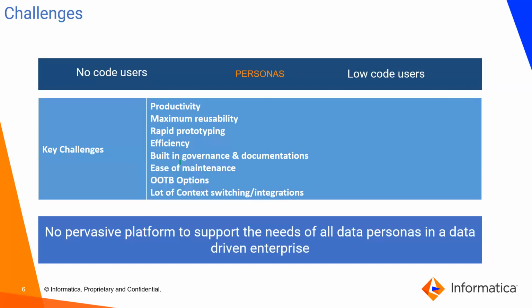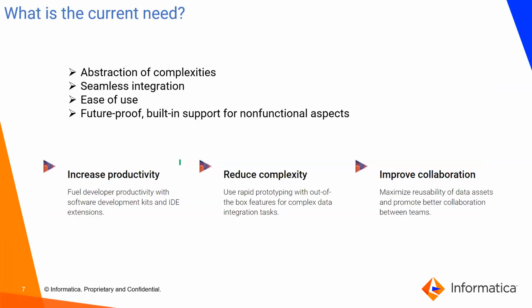Okay, so now let's see the current need of the hour, right? Looking at the challenges, what is it that we will have to try to provide? When we came across this question, we understood that we will have to abstract complexities. We will have to build out-of-the-box options to provide flexibility. And we will also have to see if we can seamlessly integrate with the existing programs of a developer so that we can minimize their context switching.